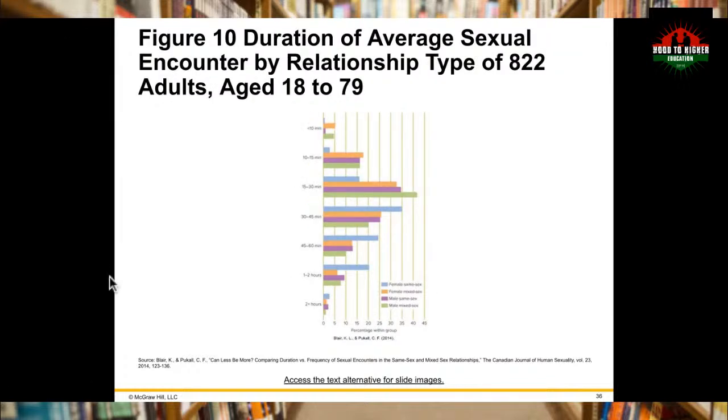Figure 10 is the duration of average sexual encounter by relationship, age 18 to 79. Blue is female same sex, orange is female mixed sex, purple is male same sex, and green is male mixed sex. Take time, take notes, reflect.